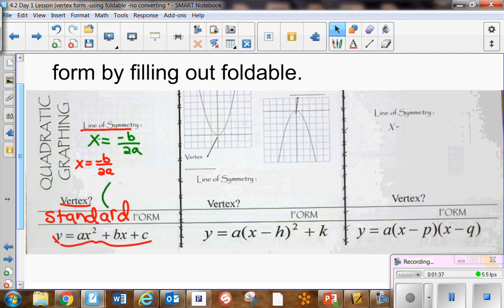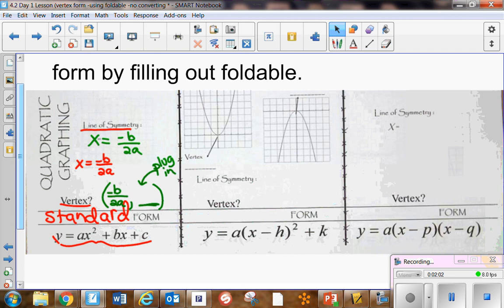And our vertex is a point, so this value would be negative b over 2a. But then how will I find the y value? Plug it in. So I'm just going to say plug in right here, and you'll have to kind of interpret on your own what that means to do. So that's a real quick summary of what we did yesterday.